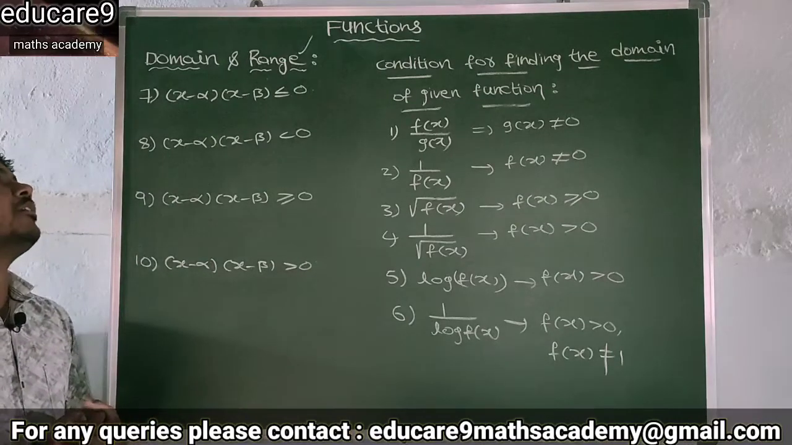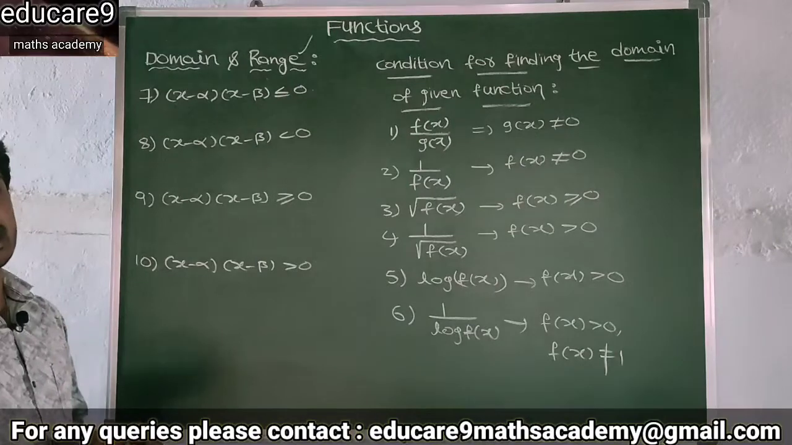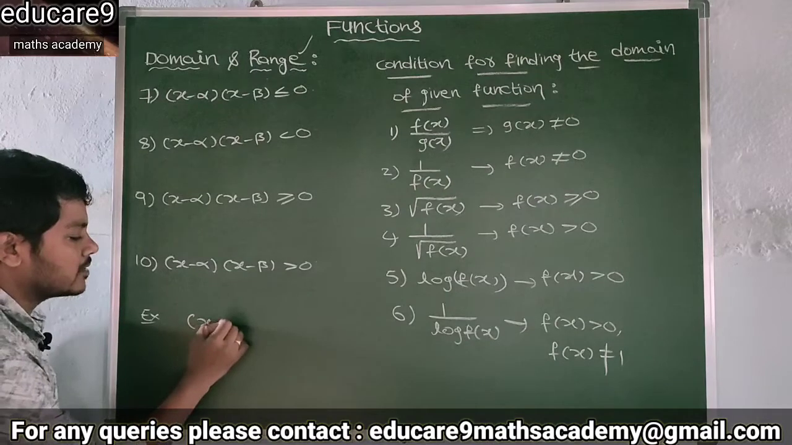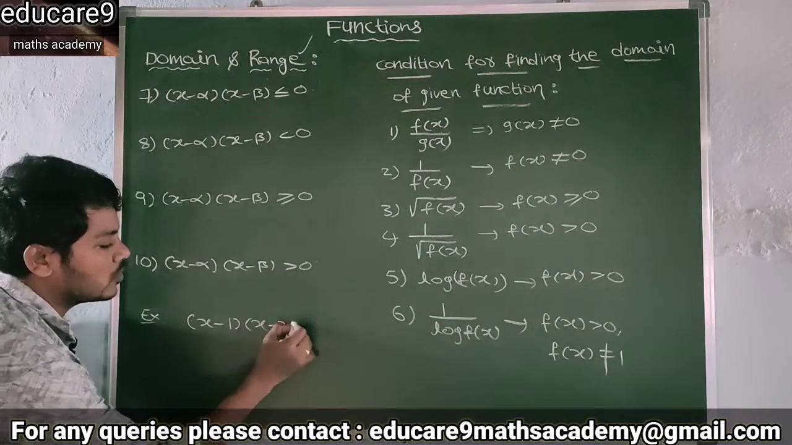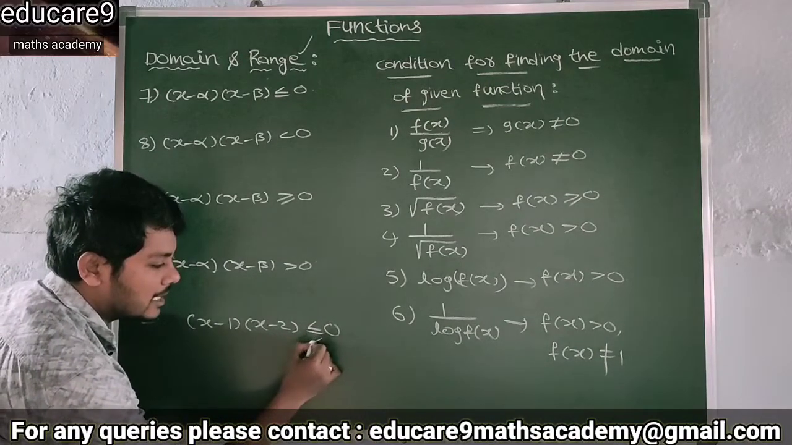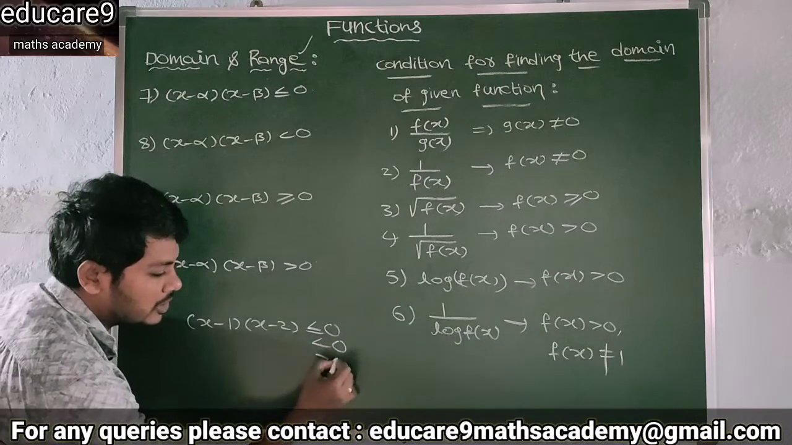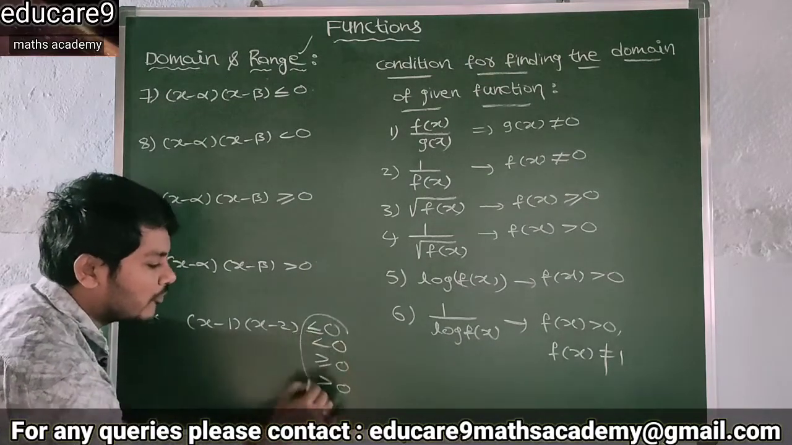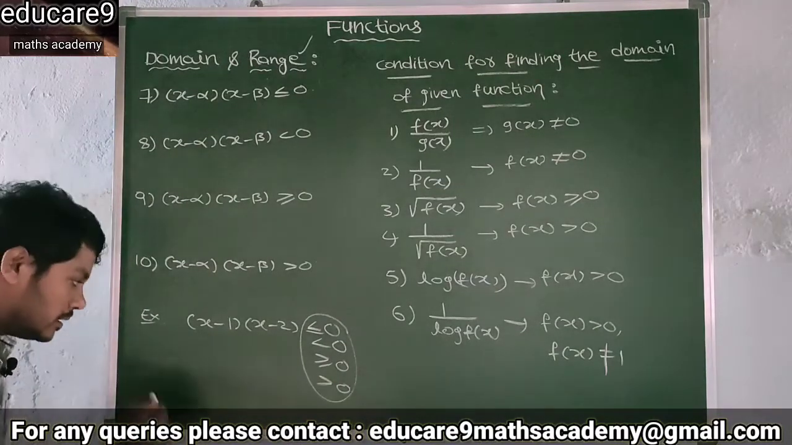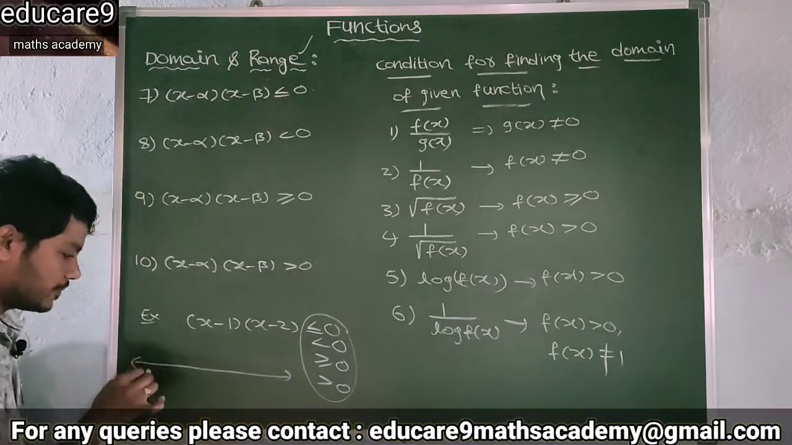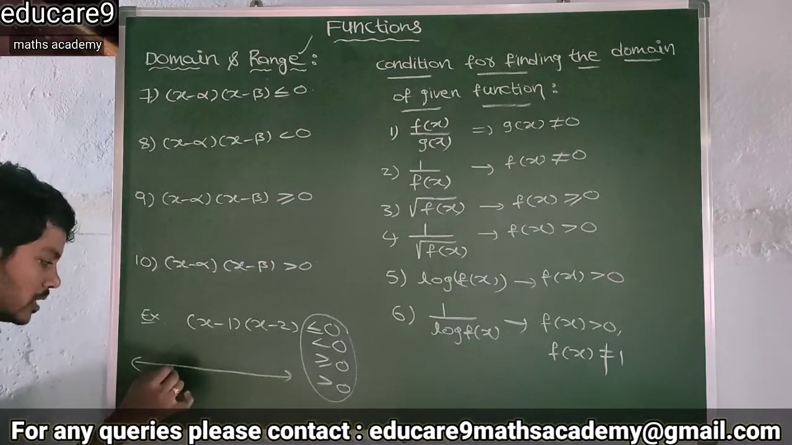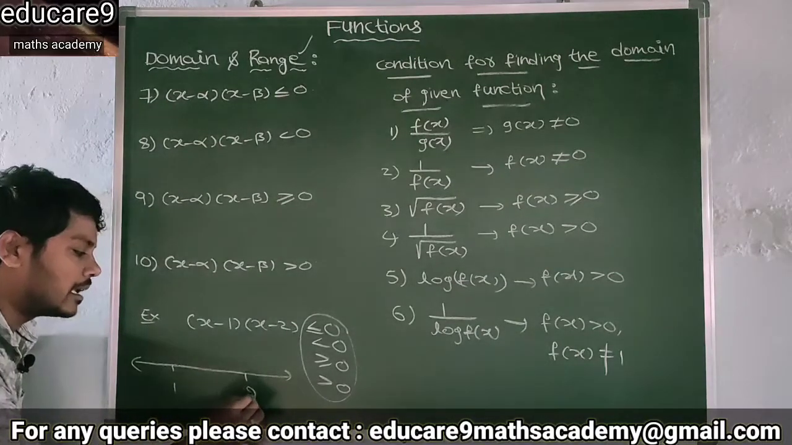So how to find the x value? Using the real line. For example, x minus 1 into x minus 2, it is less than or equal to 0, less than 0, greater than or equal to 0, and greater than 0. So we have to find all these conditions. For that we have to draw the real line and locate the roots. What are the roots here? 1 and 2 are the roots. So locate the roots on the real line.